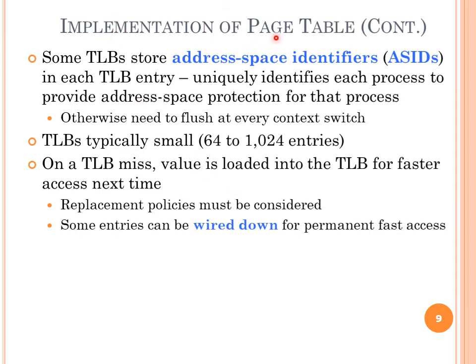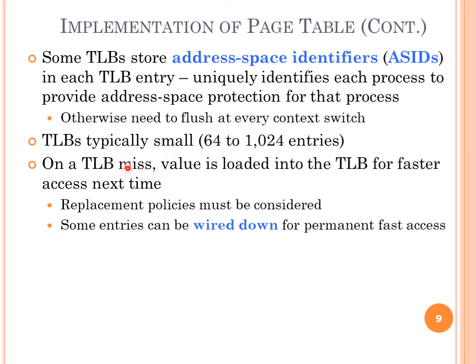In the implementation of a page table, some TLBs store address space identifiers known as ASIDs. In each TLB entry, a uniquely identifying identifier for a process is stored, which provides address space protection for that process. So TLBs are very small in size, which can store a minimum of 64 entries, maximum of 1024 entries.